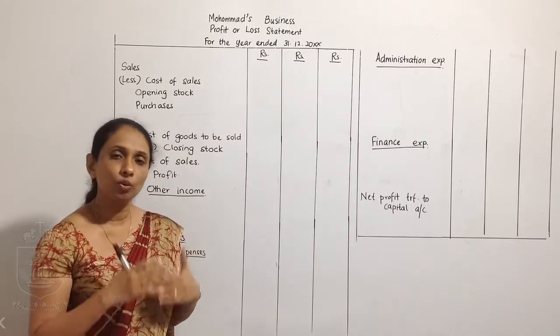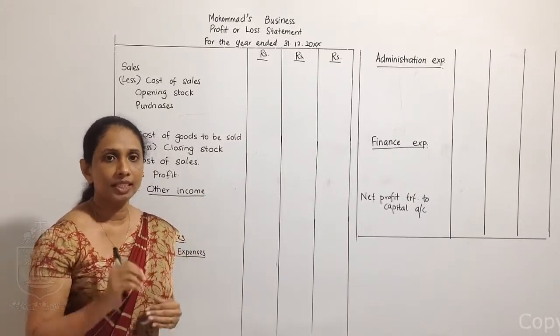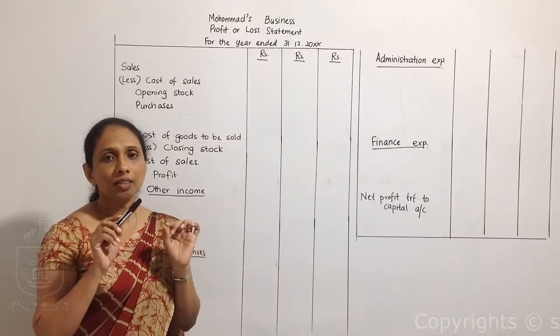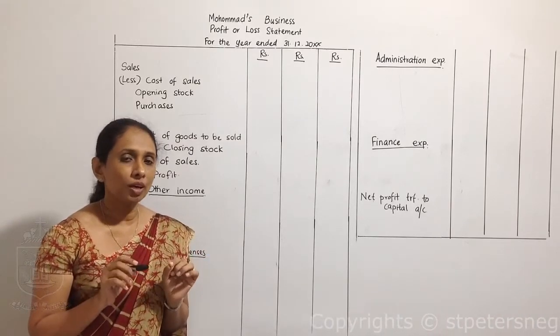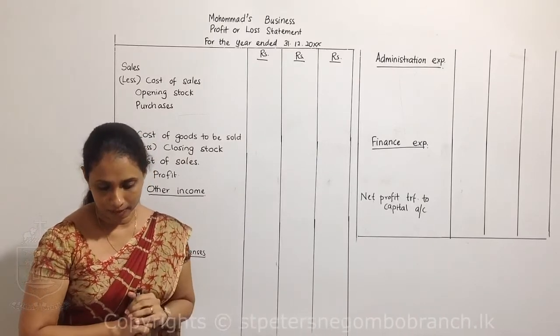So then let's go into the trial balance, and while reading that we will concentrate only on the line items which we have already ticked, because those are the only relevant line items.